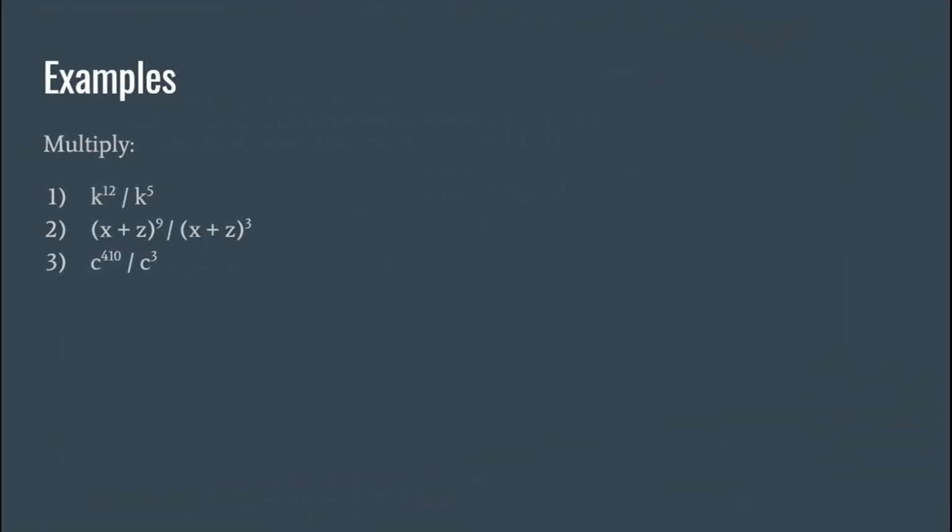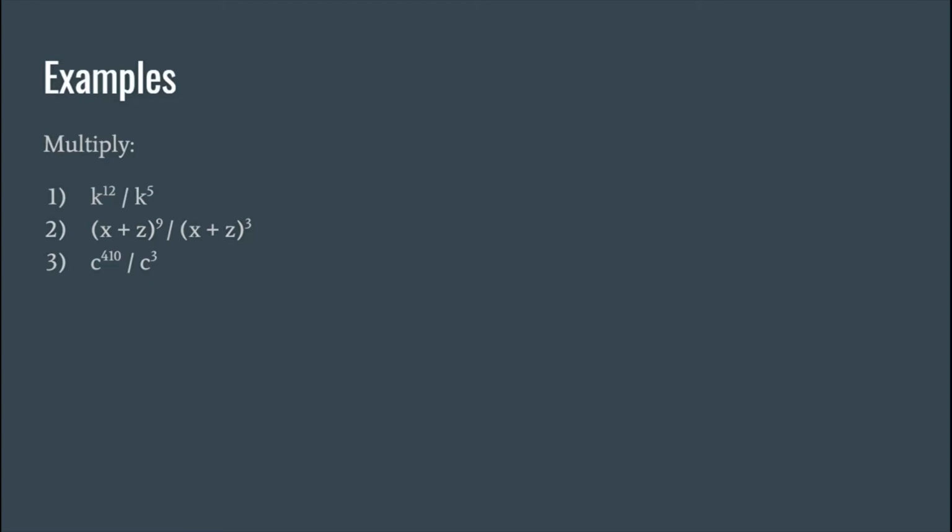Okay, so number 1, k to the 12th divided by k to the 5th. We've got the same base, so that works out. All we do is subtract the exponents, so you should have gotten k to the 7th. Number 2, (x plus z) to the 9th divided by (x plus z) to the 3rd. Again, we have the same base, x plus z, so we subtract the exponents, and you should have gotten (x plus z) to the 6th. And be sure that you write those parentheses in around the x plus z.